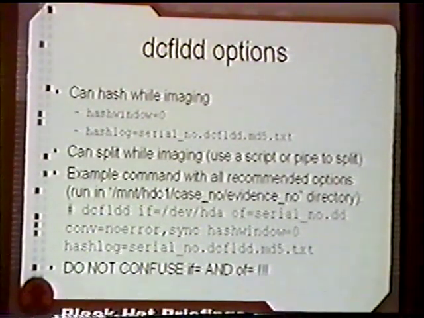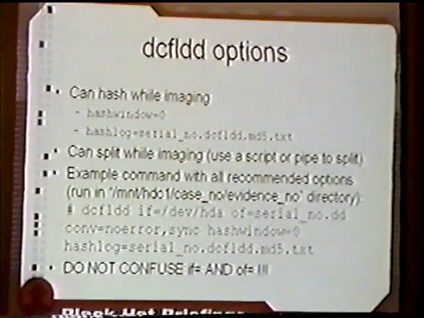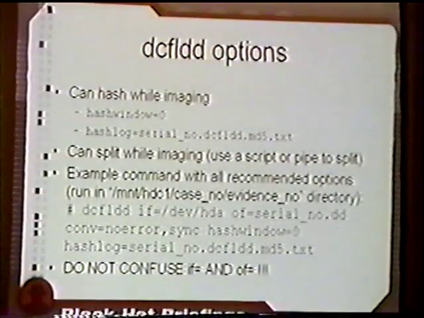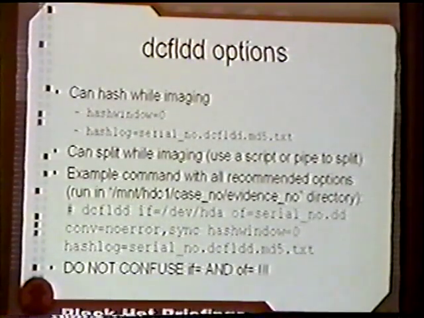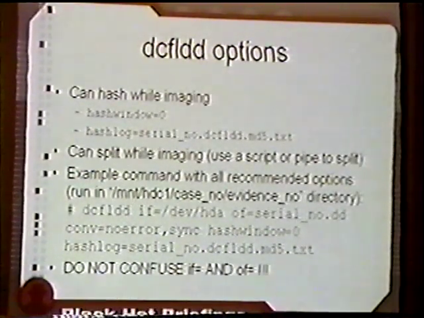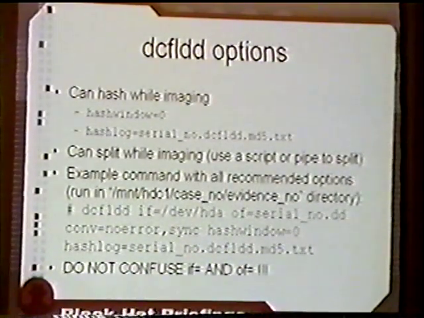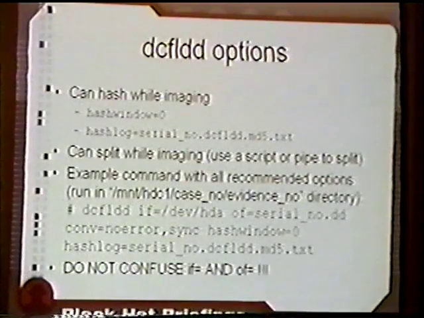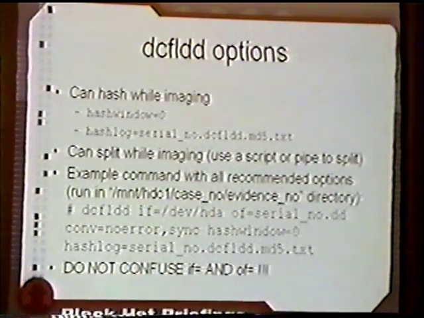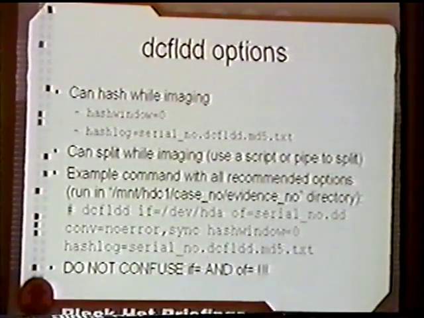It's also possible, though this isn't integrated into dcfldd, through some other tricks, to split while you're doing your imaging, either using a script or by piping it to split. I don't do that because later on, we're going to want to use the whole hard drive for analysis anyway. And that's why, by the way, we formatted our image drive ext3, because it supports very large files. Something like FAT32 can only support files up to 2 gigabytes. So if you want to image a drive larger than 2 gigabytes, you're going to have to split it. But again, I'm going to talk a little bit later about how you can split the image later for backup purposes.